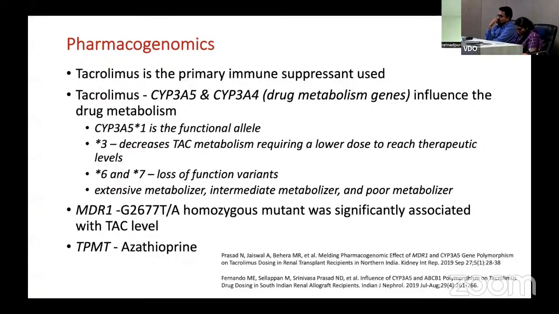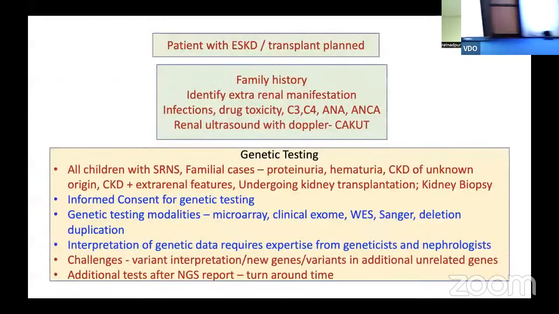Rather than waiting to see that the child is not responding to one and then changing it, because you may miss the boat there, or it may cause a lot of side effects. Supposing there is a slow metabolizer and you give the normal dose, it can cause a lot of adverse events, because in slow metabolizers who have this phenotype and this allele, you require a much lower dose to reach the therapeutic level. So there is a lot of scope for pharmacogenomics, including that in renal transplantation.